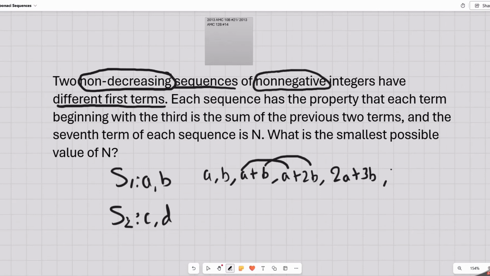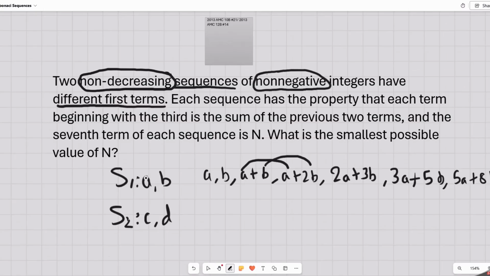And then the sixth term would be 3A plus 5B. And the seventh and final term that we're solving for would be 5A plus 8B. So this is the term we're trying to solve for, 5A plus 8B.